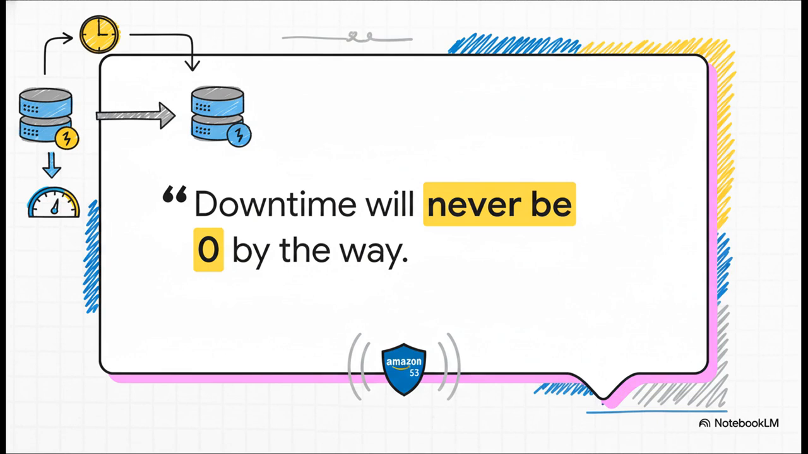Next, a little dose of reality. I love this quote. Downtime will never be 0, by the way. It's so true. Even with the best setup, a failover isn't instantaneous. It takes time. You have the time for the health check to fail a few times, plus the time for the DNS changes to spread across the internet. We're usually talking about a minute or 2, not 0 seconds. So it's crucial to manage those expectations.